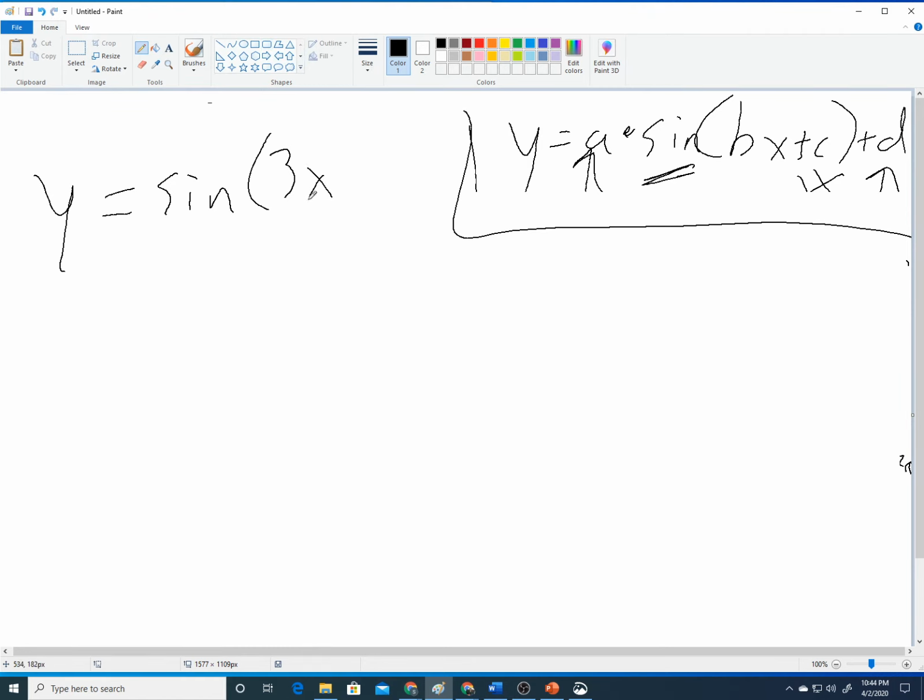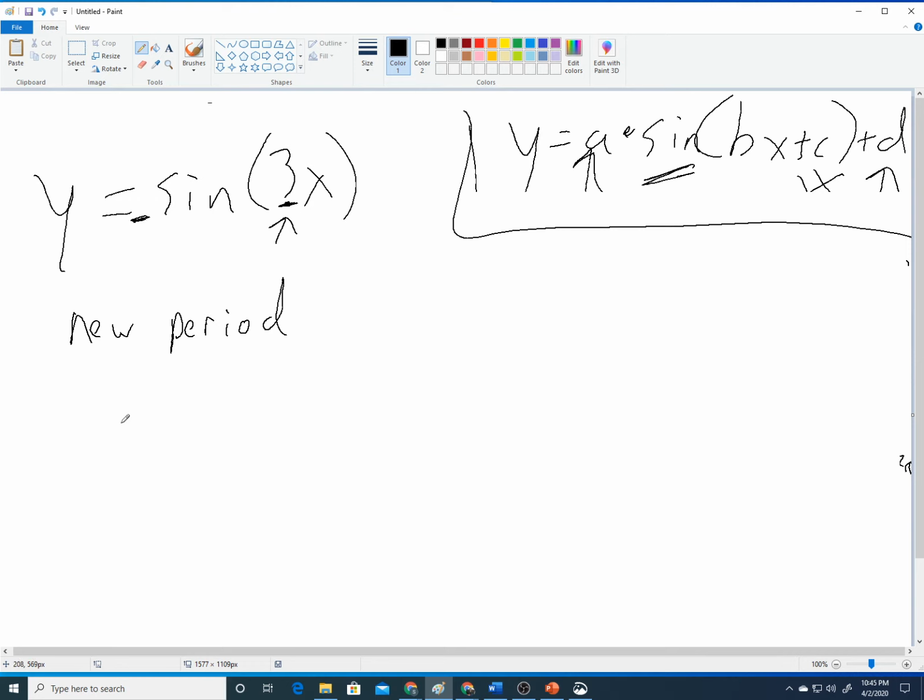So we moved the 3. The last time I had it out in front, but now that it's here, it's not an amplitude anymore. What we have here is a new period. Because we have a 3 here, it has a new period. Now, unfortunately, the way it works mathematically, 3 is not the new period. You're going to have to do some solving.